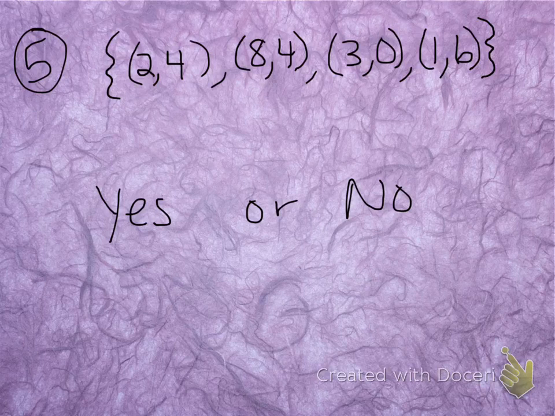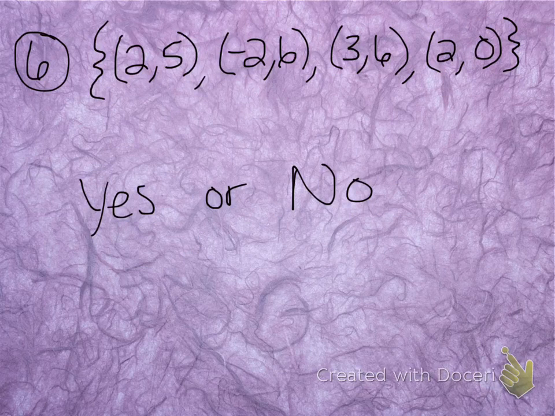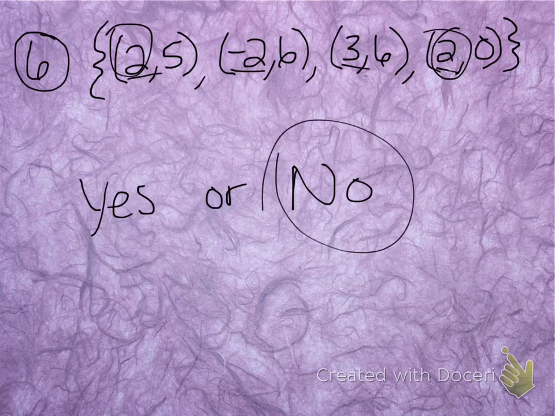All right, when we have a set of points, in order to determine whether it's a function, your x value cannot be repeated. So our x values are 2, 8, 3, and 1. Our x values aren't repeated, so yes, this is a function. Our x values here are 2, -2, 3, and 2 again. So we have an x value that's repeated, so no, this is not a function.